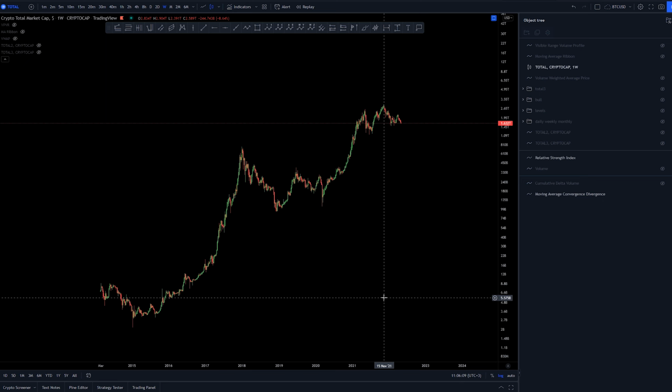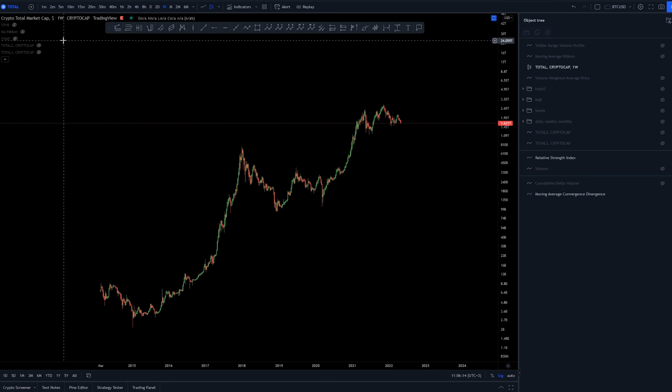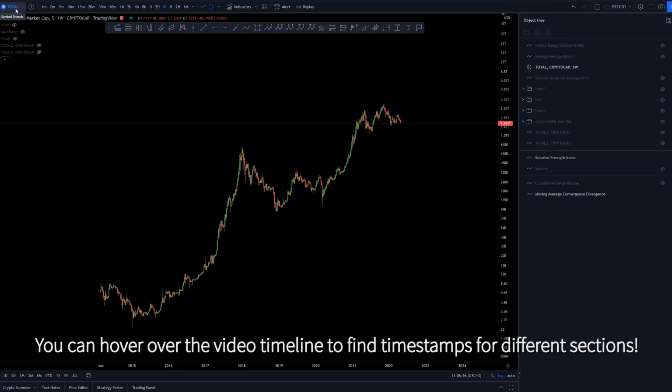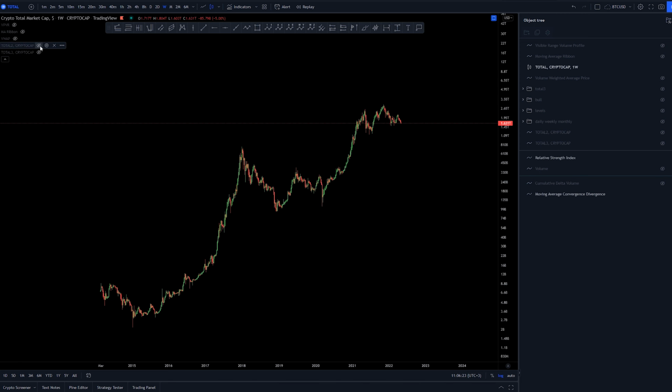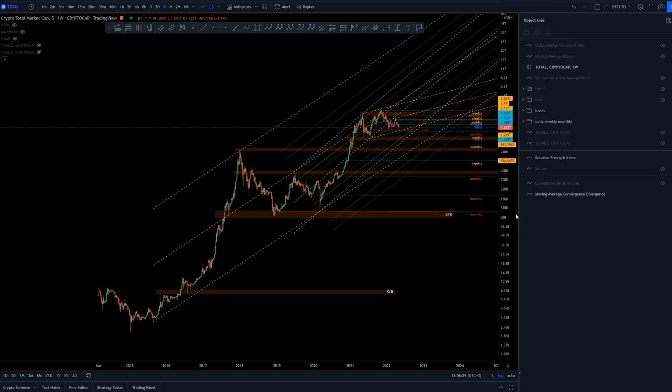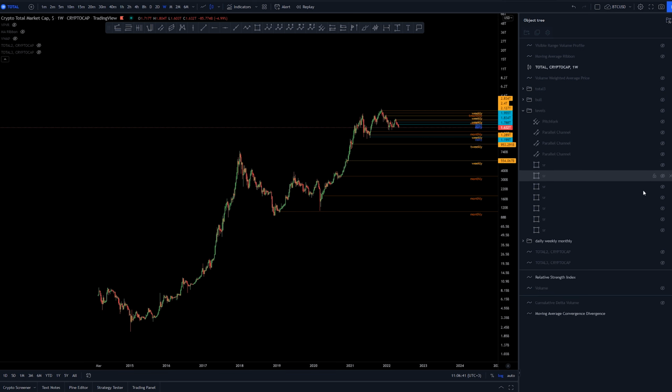Let's get going. So again, I got three different total market caps here. Got the Total, or Total 1, which has all of the market caps of cryptos in it. Total 2 has everything but Bitcoin, so excluding Bitcoin, and Total 3, which is excluding Bitcoin and Ethereum, and that is basically the altcoin market cap. So again, not all of those at once.